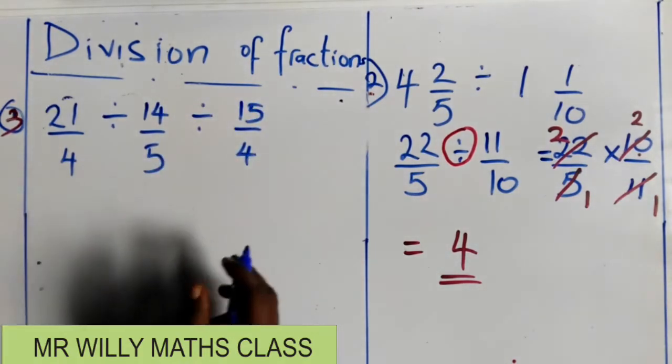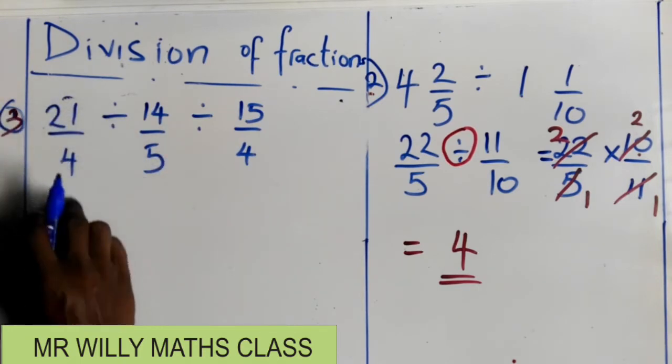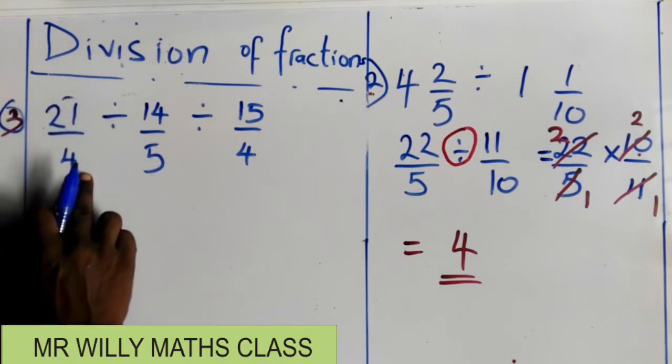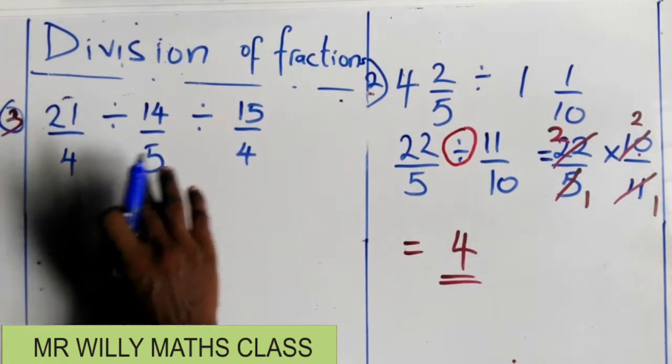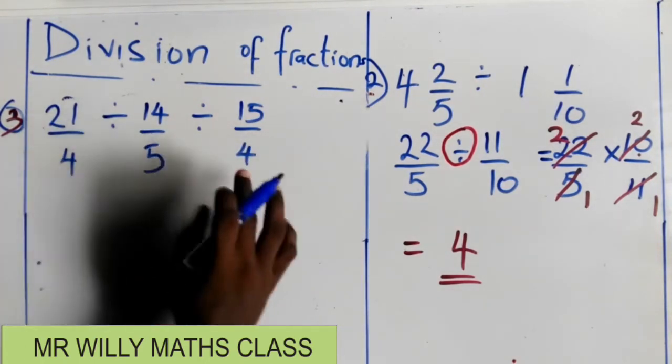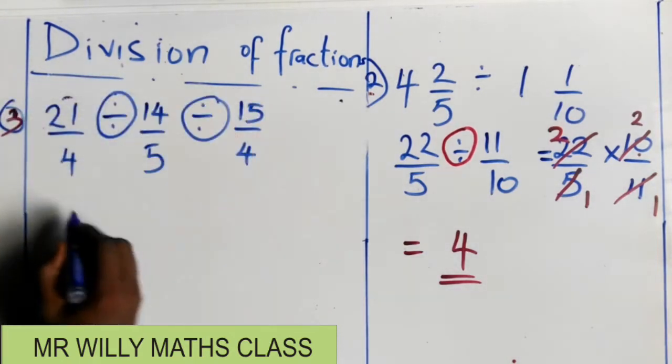It's very simple. You can see that all these fractions are improper fractions. This one is an improper fraction. This one is an improper fraction. This one is an improper fraction. So the first step has been completed. The next thing is that you change the division sign into multiplication. How do you do that? Now this one is 21/4.